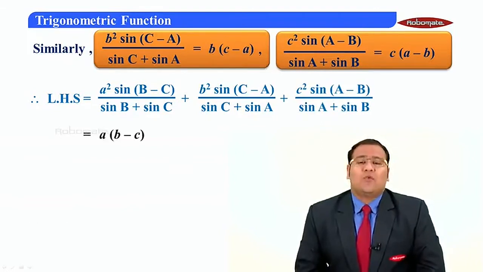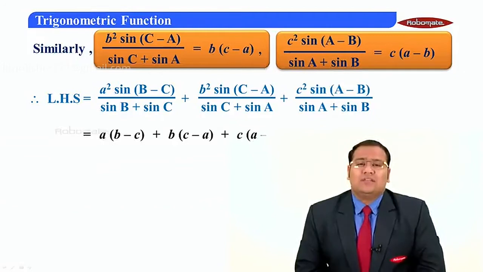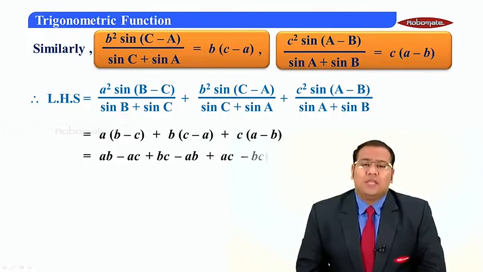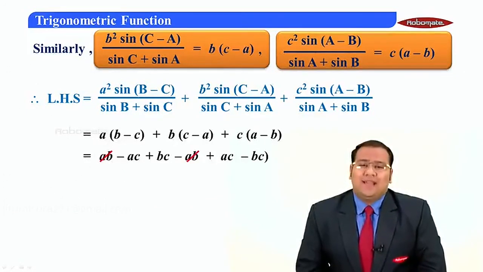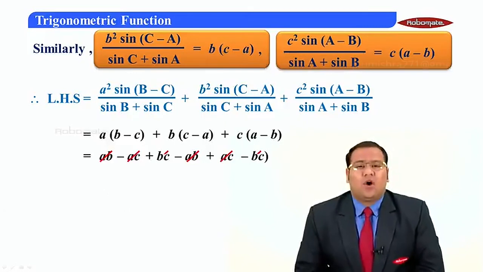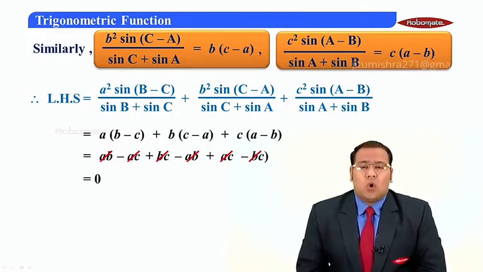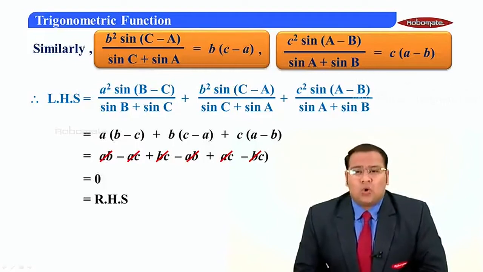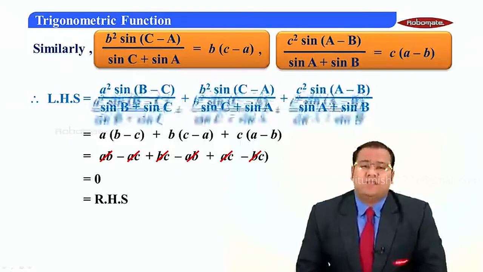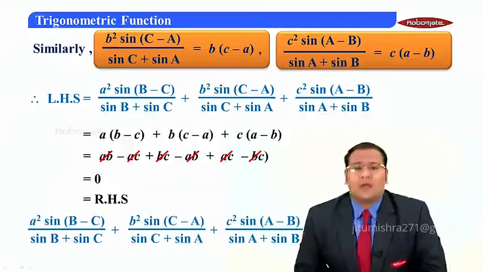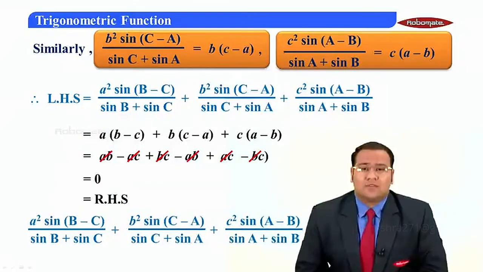In that case, the equation would be a into b minus c plus b into c minus a plus c into a minus b. After expansion, ab gets cancelled, ac gets cancelled, and also bc gets cancelled. So the answer is 0. So hence I can say we have got our required proof in this case.